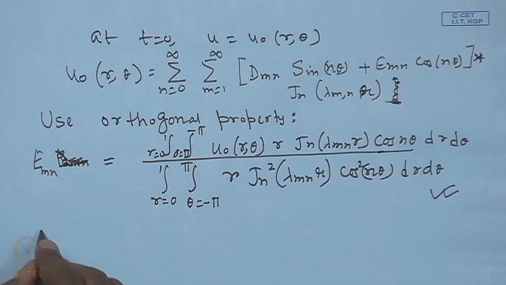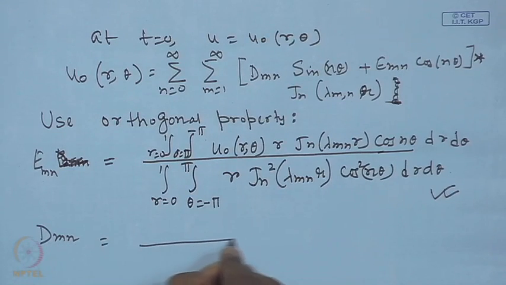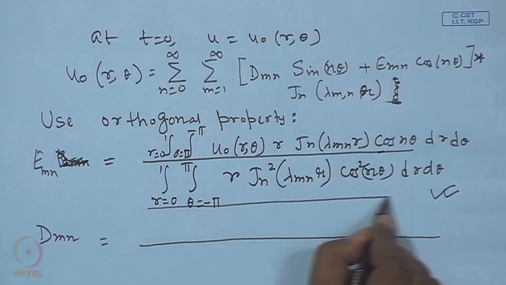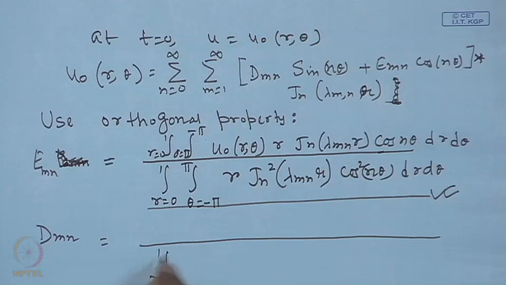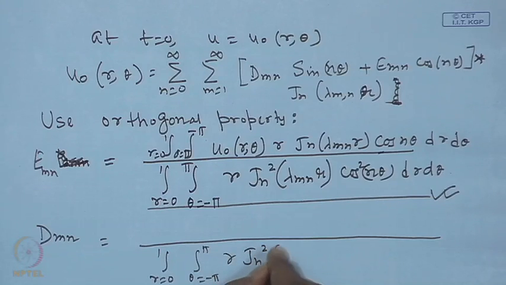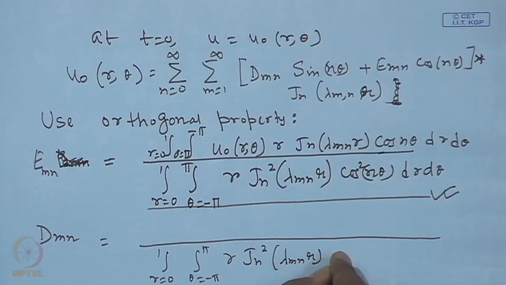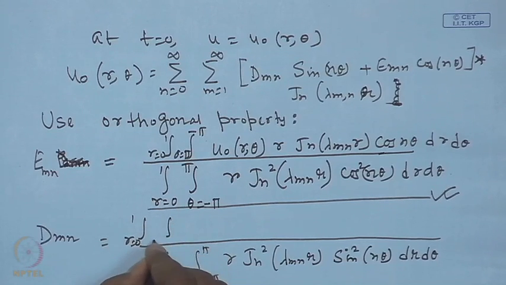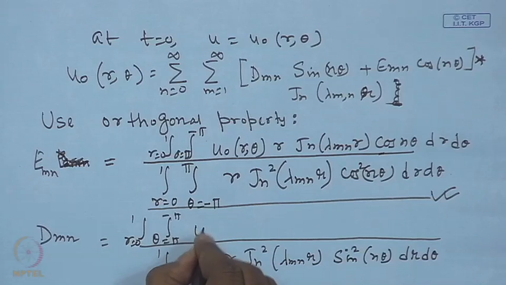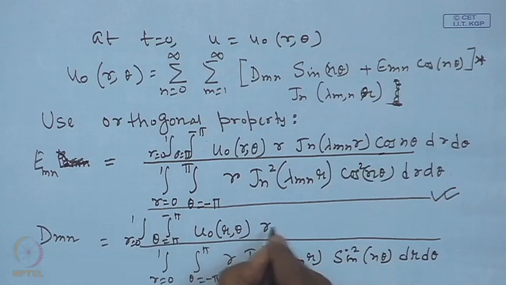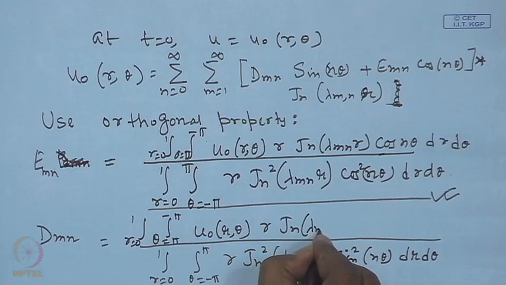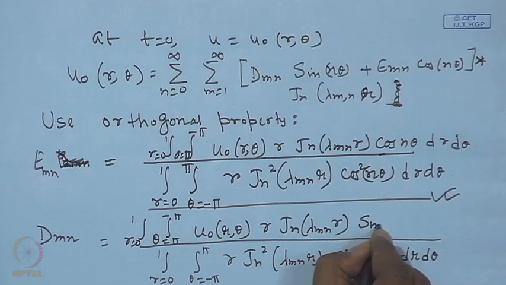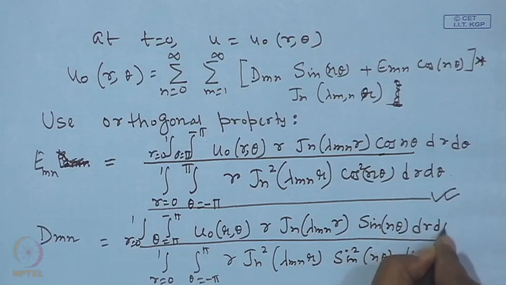Now let us write down the expression of d_mn. The expression of d_mn goes like this: r equal to 0 to 1, theta equal to minus pi to plus pi, r J_n square lambda_mn r sin square n theta dr d theta, over r equal to 0 to 1, theta equal to plus pi to minus pi, u_0 r theta r J_n lambda_mn r sin n theta dr d theta.